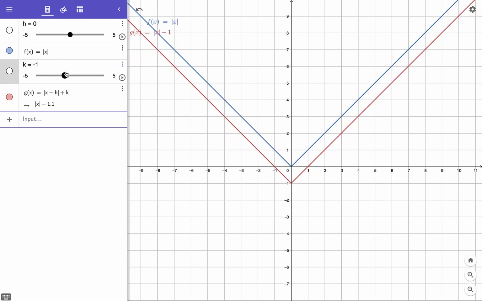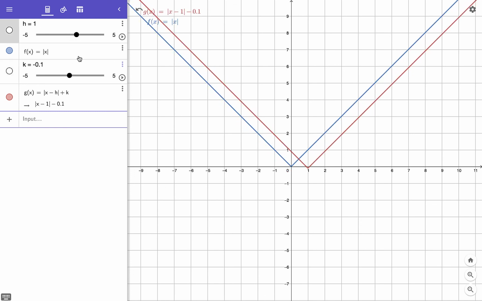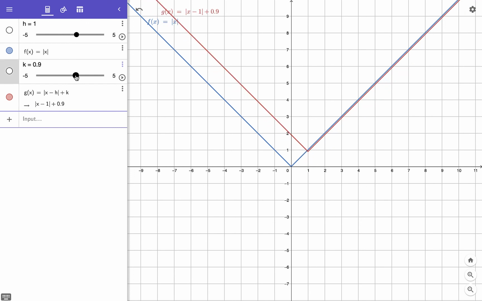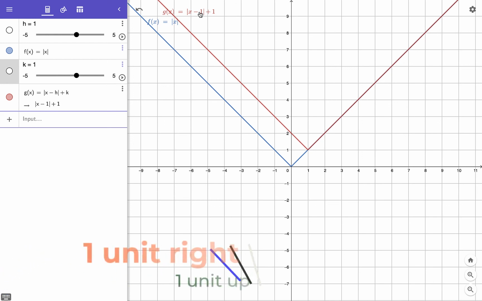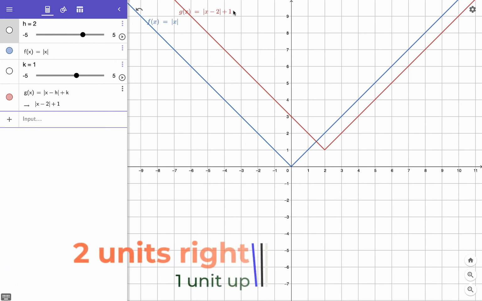But if I move both of them, let's move h 1 unit to the right, and k up. So this is your new position. The function is absolute value of x minus 1, plus 1. This minus 1 applies a translation to the right, and this plus 1 applies the translation 1 unit up. Let's add to h, so it goes to the right 2 units, x minus 2, and k is 1, that's 1 up.